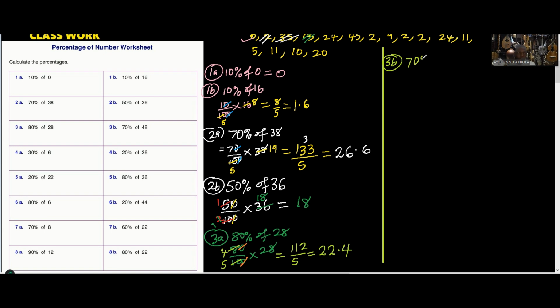70% of 48. So let's see. We have 70 divided by 100 times 48. So what can we do here? 0 can cancel 0. Then there is a number that can divide both 10 and 48, and that's 2. So 2 here gives 5, then 2 in 48 is 24. So all I have here is 24 times 7.